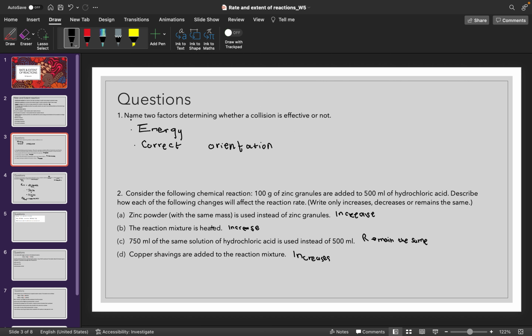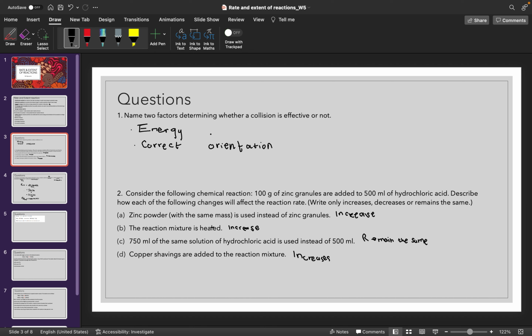The first example says, name two factors determining whether a collision is effective or not. As I've just mentioned, for the particles in the reactants to be converted into the product, they must have the correct energy, an energy equal to or greater than the activation energy, and they must also have the correct orientation. Those are the two factors that will determine whether a collision is effective or not.